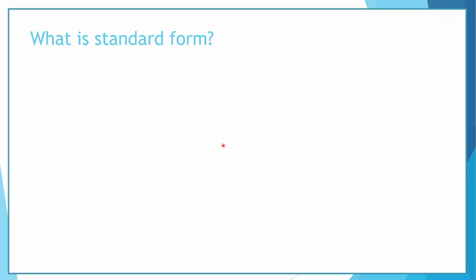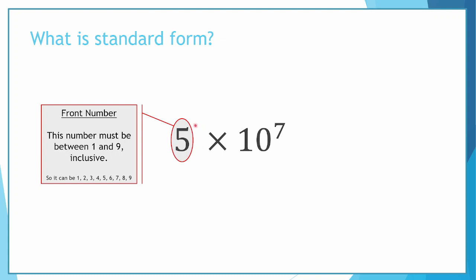So what is standard form? Standard form is when we have a number written in this type of format. So here we've got 5 times 10 to the power of 7. And there's a few things we have to look at when we have a number written like this. First of all, the front number. This number 5, highlighted in red, we're going to call our front number. And the important thing about this is this number must be between 1 and 9 inclusive.